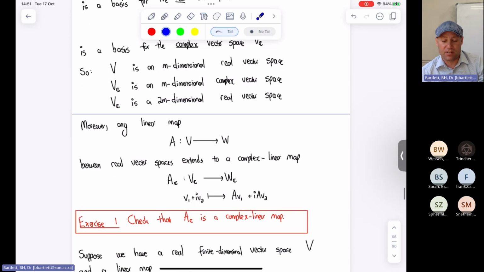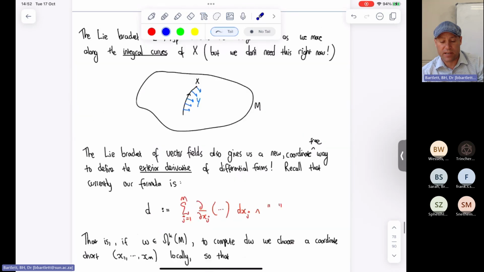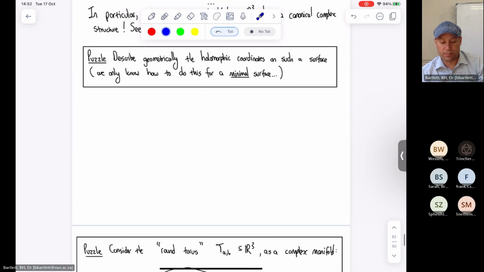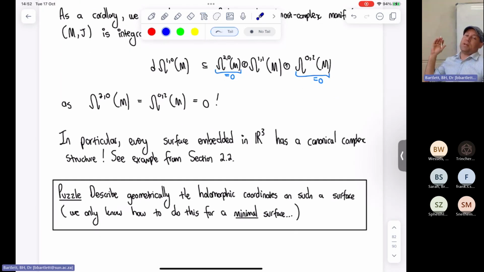So just to get back to our statement right now, we've just seen that every surface embedded in R3 has a canonical complex structure. The reason being that we know we've got a canonical almost complex structure, and we know that it will upgrade to a complex structure by this theorem that we just proved.